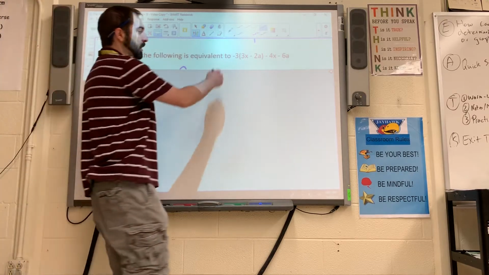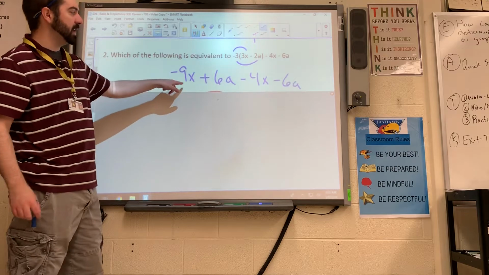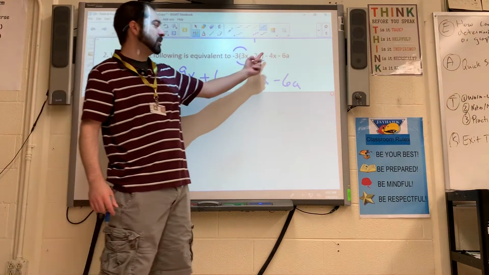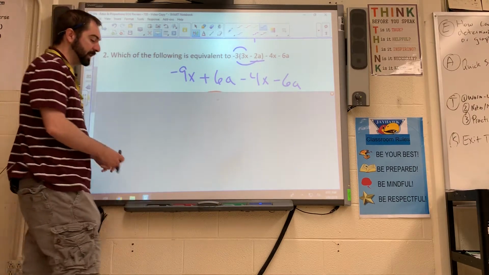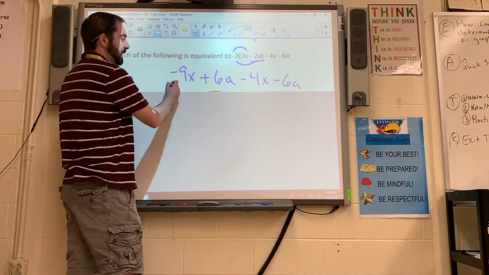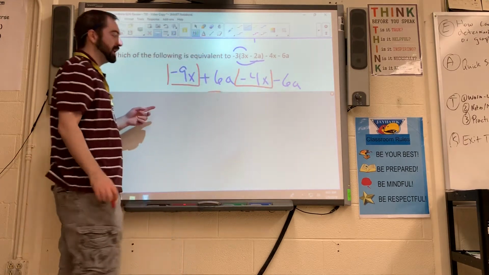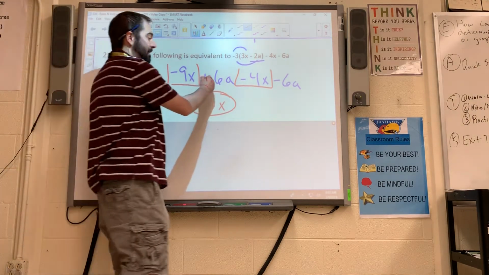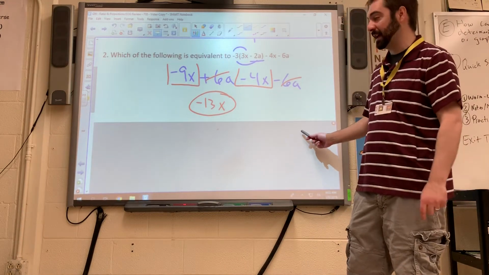Number two, which of the following is equivalent to the expression there? First step, we got to distribute this first part. So -3 times 3x is -9x. -3 times -2a is +6a. I drop down -4x and -6a because they're outside the parentheses. From there, we can combine like terms. We have -9x minus 4x gives us -13x, and +6a minus 6a cancels out. They make 0, and I don't have to show that, so just the answer of -13x.